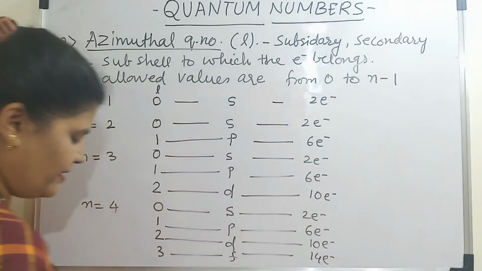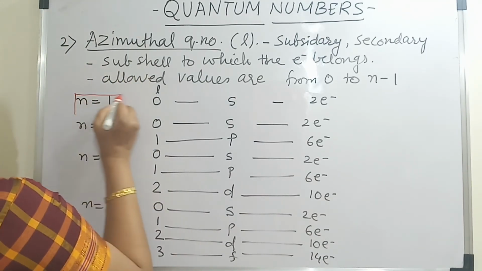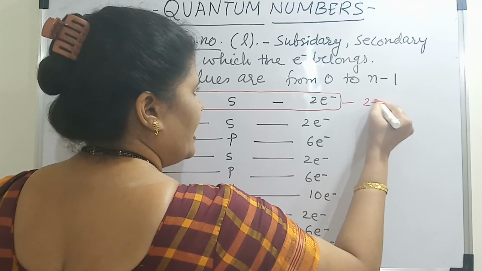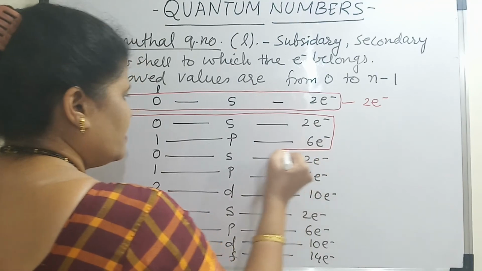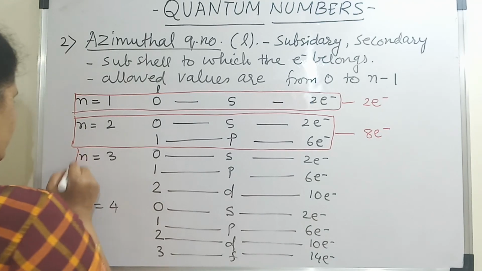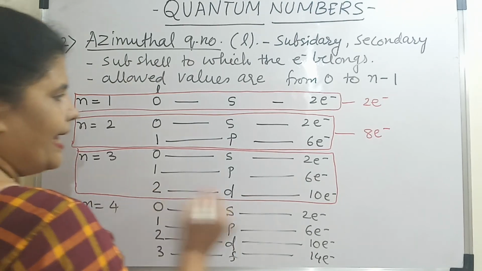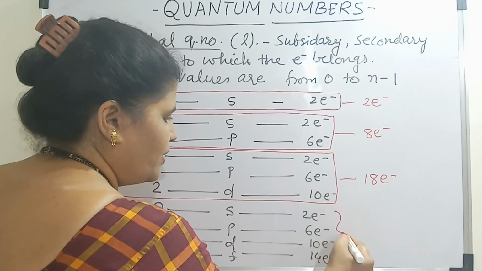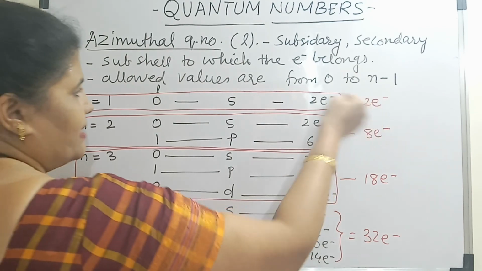Let us see something interesting here, students. If I try to add this, in the first, n is equal to 1, how many electrons am I getting here? I am getting only 2 electrons. Right, students? If I come to n is equal to 2, it contains s and p, so how many electrons here? 8 electrons. See this now. This is n is equal to 3, so what do I have? 2 plus 6 plus 10. This will come to 18 electrons. What do you think this total must be for n is equal to 4? It must be 32 electrons.